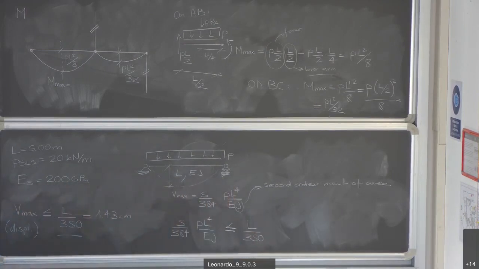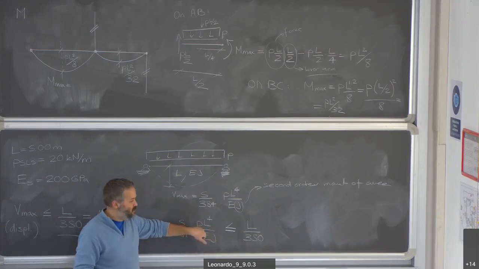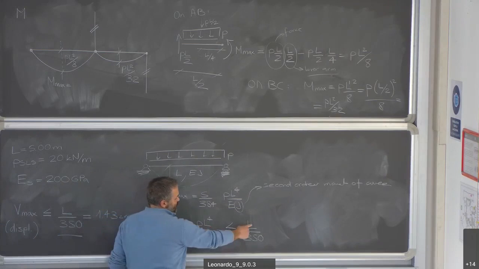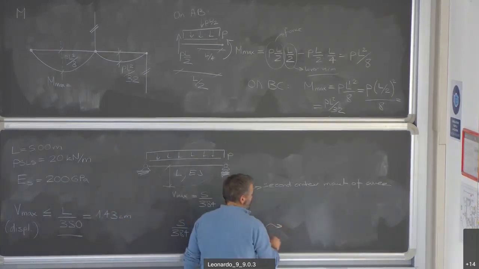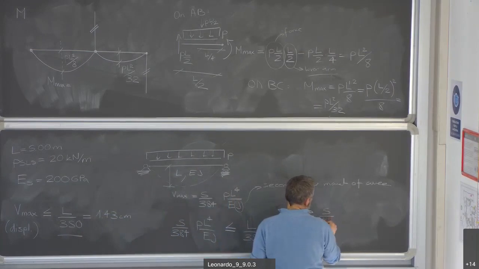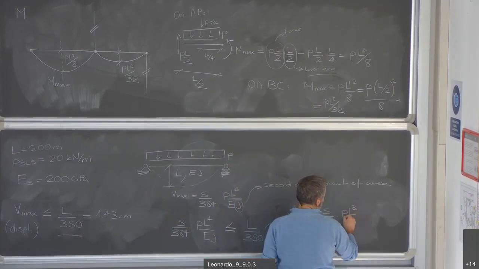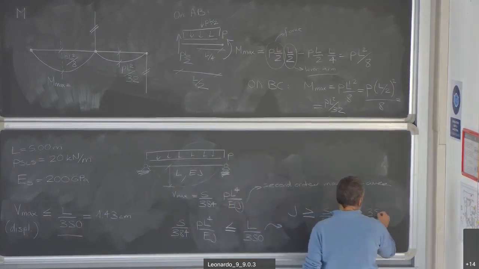Agree? How can I do that? Simply by working out the minimum value of J. So I have to bring this up here and all this to the left. This equation translates into J larger than 5 over 384 times PL to the power of 3 divided by E multiplied by 350. Okay?